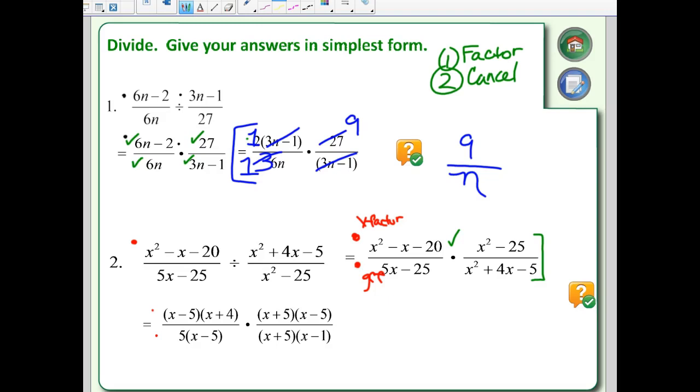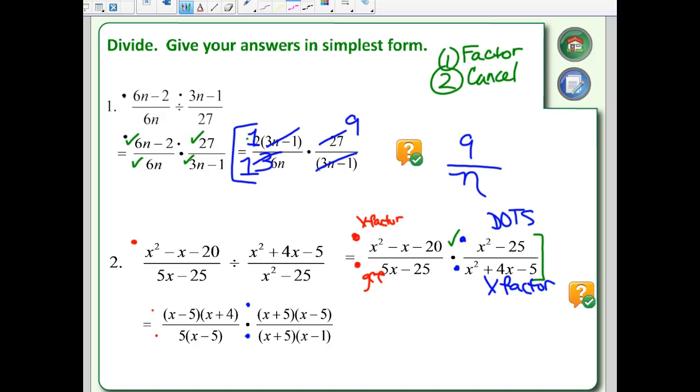Then we go over to our next fraction, and we look at the numerator, and there's 2 terms there. Guess what that is? Difference of perfect squares, and so we know that I need conjugates on that. So that's where my x plus 5, x minus 5 came from. And in that second denominator, we have 3 terms, so we have to x factor, and I get x plus 5, x minus 1. So that's my denominator.